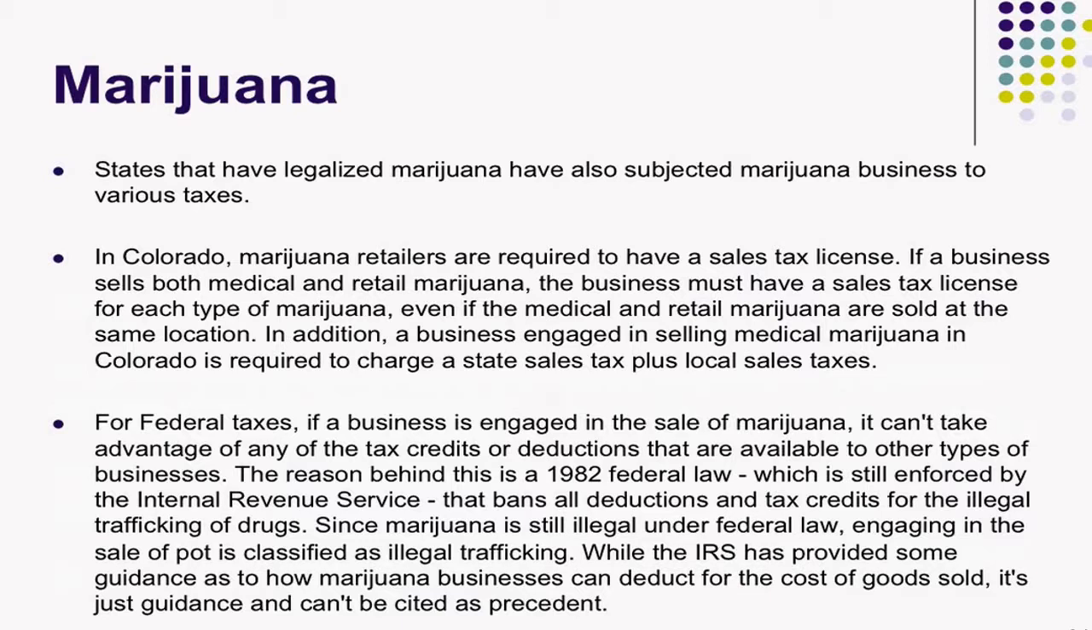Okay. Now, what the IRS has done as kind of a break on this is they provided some guidance to marijuana businesses, especially in the state of Colorado, that you can deduct what you can show as part of your cost of goods sold. There is partial deductions for cost of goods sold items, but it's just guidance. What does that mean if it's just guidance? You can't take it as precedent.